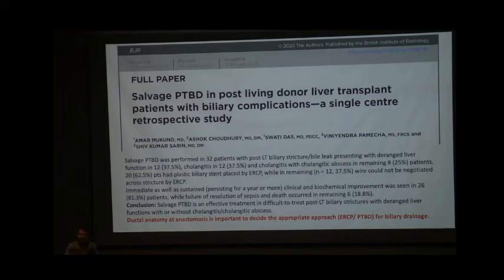20 patients had plastic biliary stents placed by ERCP, while in the remaining the wire could not be negotiated across the stricture by ERCP. Immediate as well as sustained clinical and biochemical improvement was seen in 26, that is 81% of the patients, while failure of resolution, sepsis and death occurred in the remaining 6 patients. And in this we had a pretty good outcome. The most important point to note was that the ductal anatomy at the anastomosis is important to decide the appropriate approach for biliary drainage. And I'll be showing you some examples.